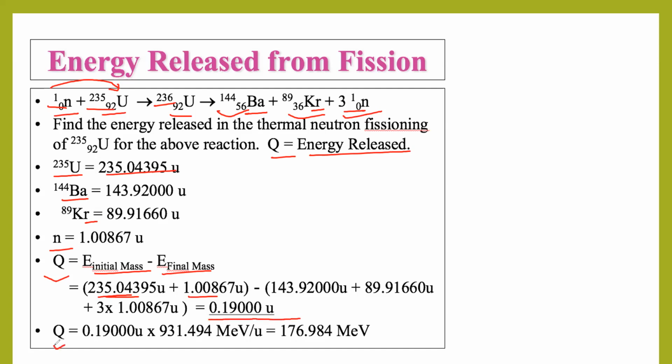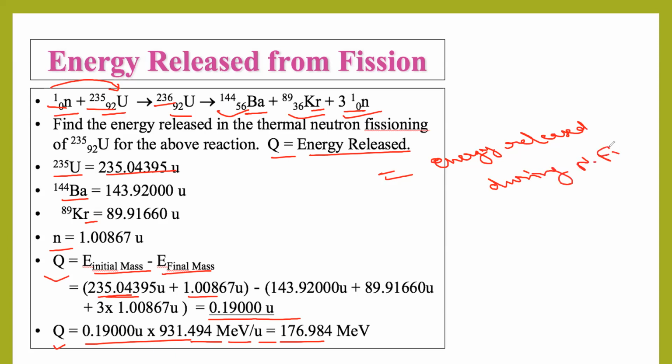Now Q, if you want to calculate it in mega electron volts, we just have to multiply this by 931.494 mega electron volt per unit. So it comes to 176.984. So with this way, we can calculate the energy released during the nuclear fission process.